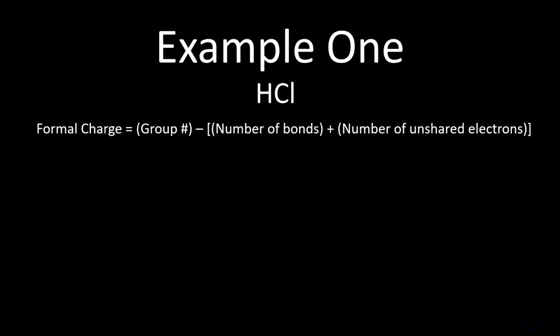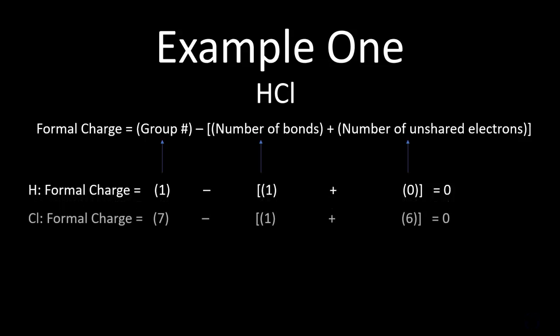What we're going to do is take our formal charge formula, starting with the group number. With HCl, we have to do it for each individual atom. So for H, our group number is 1, since hydrogen is in group 1. We have one bond, bonding with the chlorine one time. And the number of unshared electrons is none. So that gives us a grand total of 0 charge.